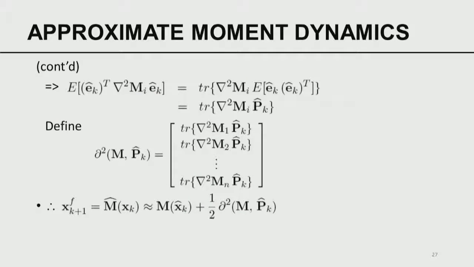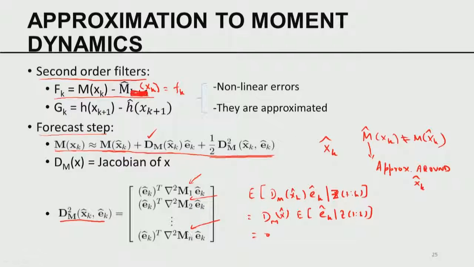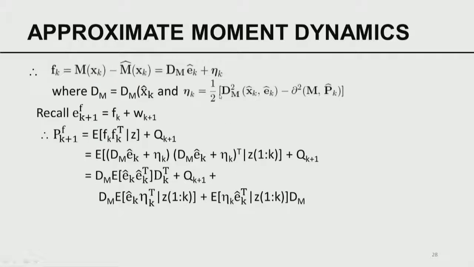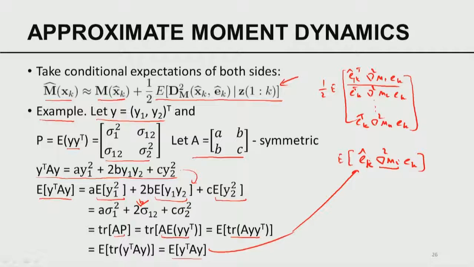So using that example, I am interested in computing the quadratic form. This is the row vector, this is the matrix, this is the column vector. So from the previous example, what is the formula here? The expected value of the quadratic form is equal to the trace of A times the expected value of y y transpose. That is the equation I am trying to use here. Therefore, this is the matrix A, this is the Hessian, and this is the covariance matrix P hat. So we have computed the expected value of the term on the right hand side of the first equation.